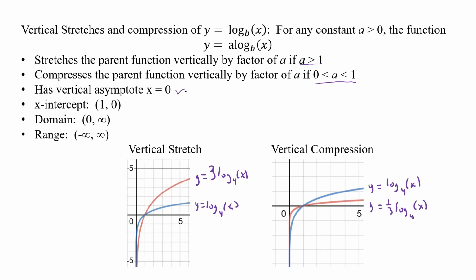So our vertical asymptote doesn't change. We still have our x-intercept of 1, 0. We still have our domain. We still have our range. All it does is affect the shape of the curves. Here we have our original curve, y equals log base 4 of x. And if we have A greater than 1, so say we have 3, it's going to stretch it up. It's going to move it up, and that's all we have to worry about. A lot of times the thing to look for is, we have our 1, 0, then we have our 4, 1.